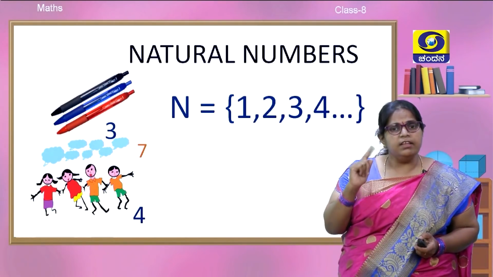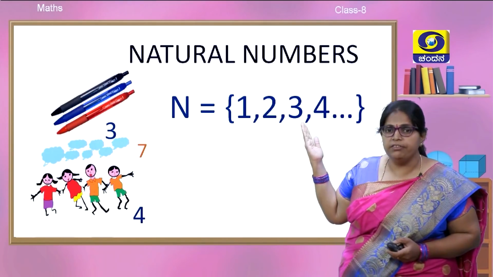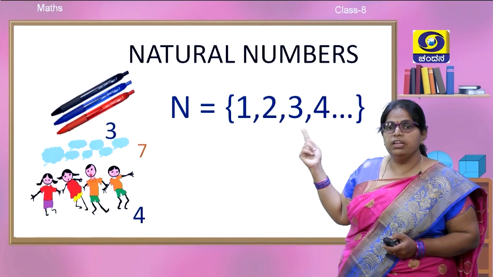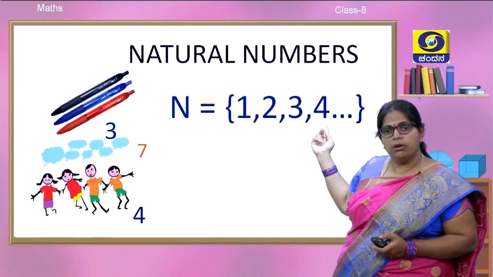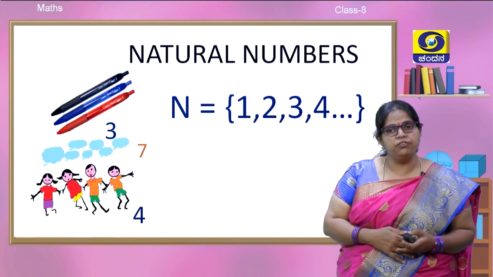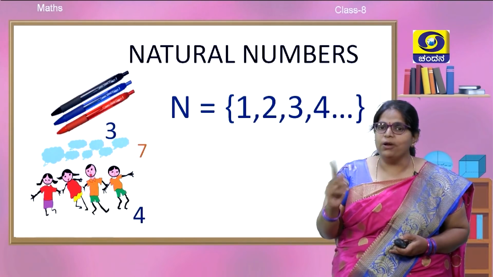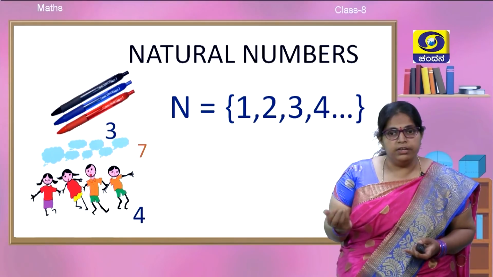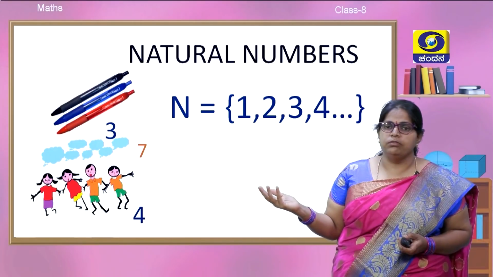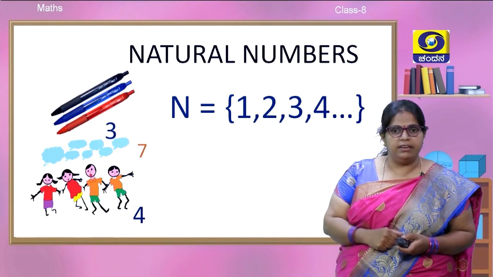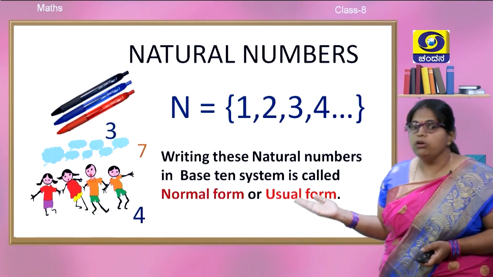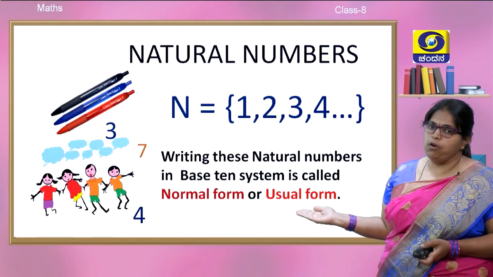Now, this set of natural numbers is denoted by letter N is equal to {1, 2, 3, 4, ...}. What are the numbers present in this set of natural numbers? Yes, you are right. It contains 1-digit number, 2-digit number, 3-digit number, and it continues. It's an infinite set. Writing these natural numbers in base 10 system is called normal form or usual form.